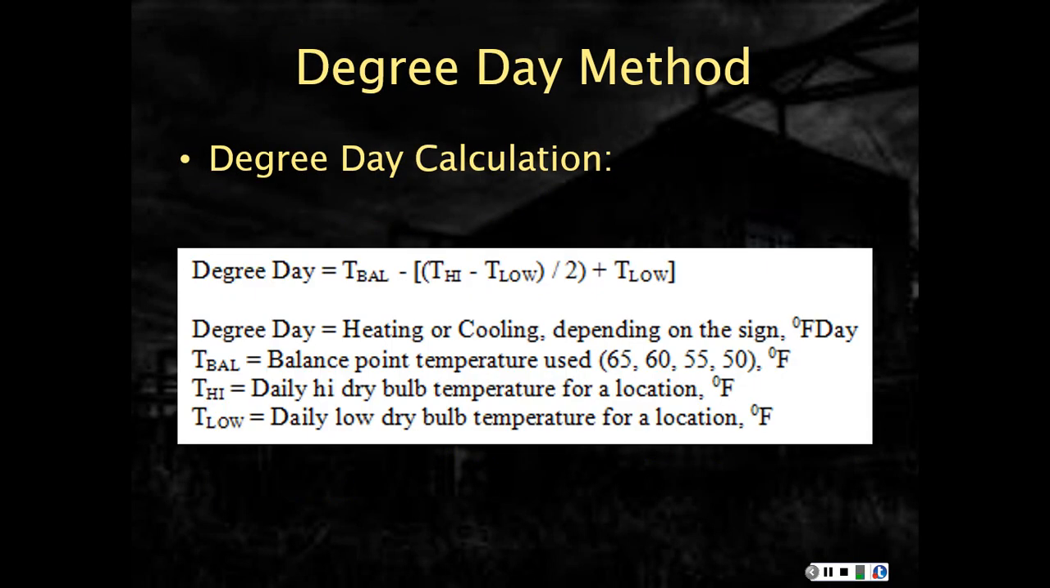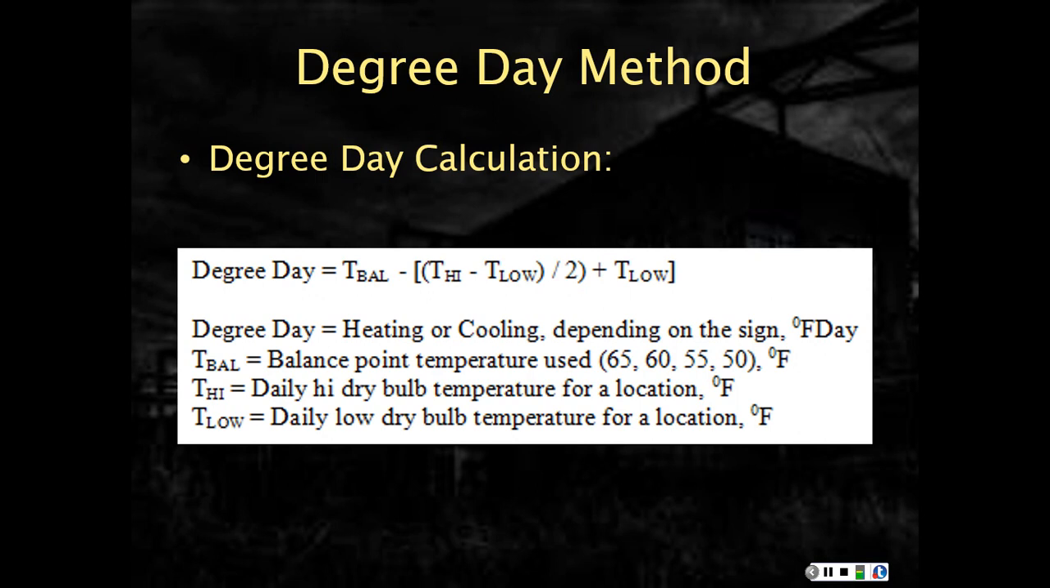The first one, like we had mentioned, is something called the degree day method. You'll notice on this slide how the degree day is calculated. The number of degree days is calculated by taking, first of all, a balance point temperature, and then basically you subtract the daily low from the high, divide by 2, and add the low. That whole expression inside those brackets is really the mean temperature for the day, in other words, the halfway point between the daily high and the daily low. Now, what is a balance point temperature?